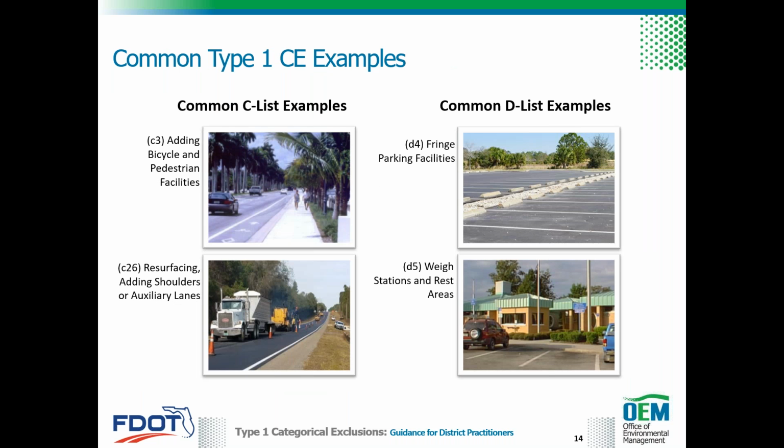Common C list actions include approval of roadside utility installations. There's construction of bicycle and pedestrian paths and lanes, the installation of pavement markings and fencing, also landscaping, resurfacing, and modernization activities such as adding shoulders or auxiliary lanes. Now, the D list includes less common activities, things such as construction of fringe parking facilities, way stations, rest areas, and approvals for changes in access control.